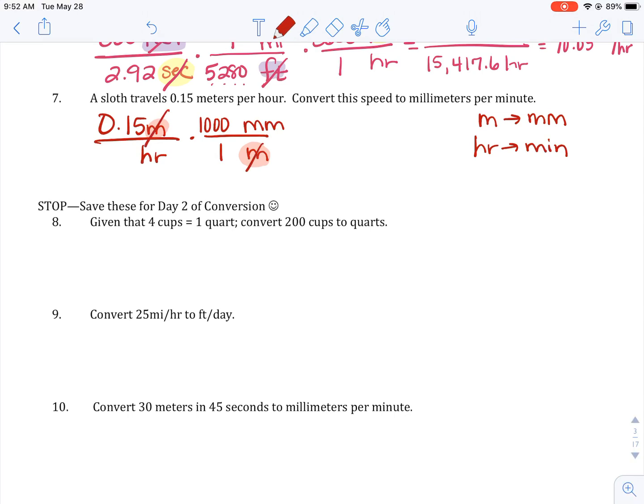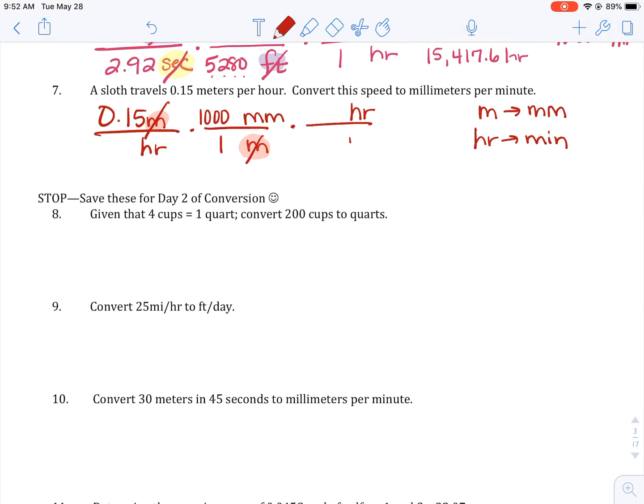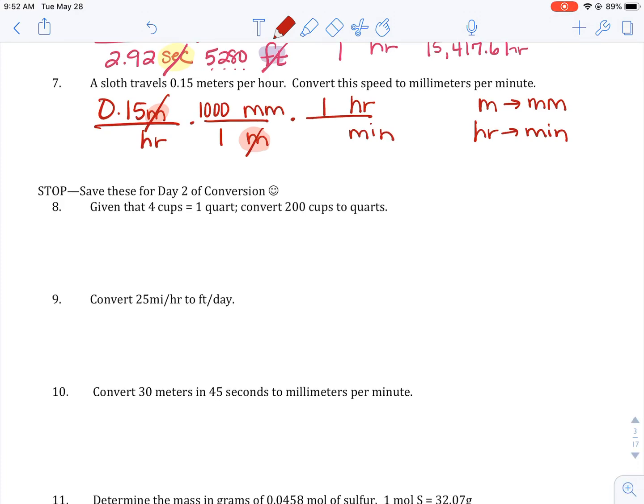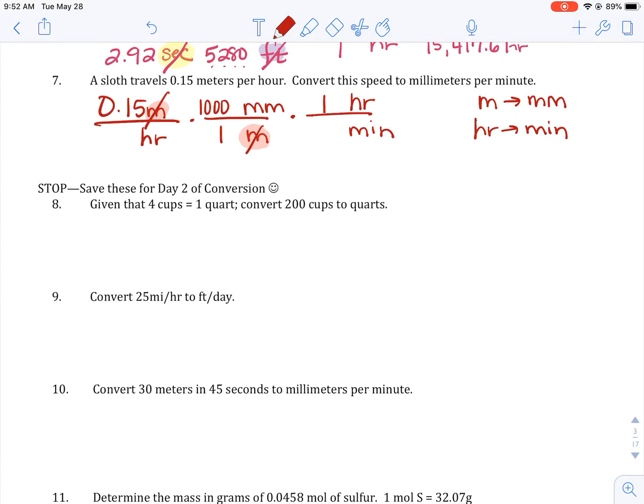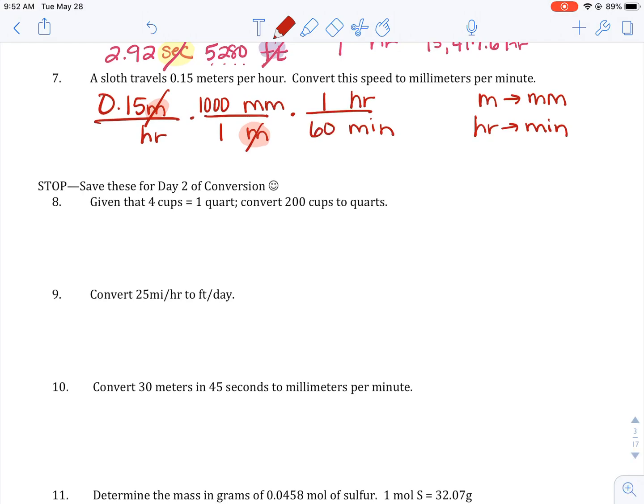So now trying to convert the time. Hours is currently in the denominator, so I'm going to put it in the numerator. I'm trying to convert it to minutes, which is larger, 1 hour or 1 minute, 1 hour, so that's where the 1 goes. And how many minutes are in an hour? 60. And then again, because I've got an hour in the numerator and an hour in the denominator, I can cancel that. To simplify the problem, I multiply across the numerator and across the denominator.